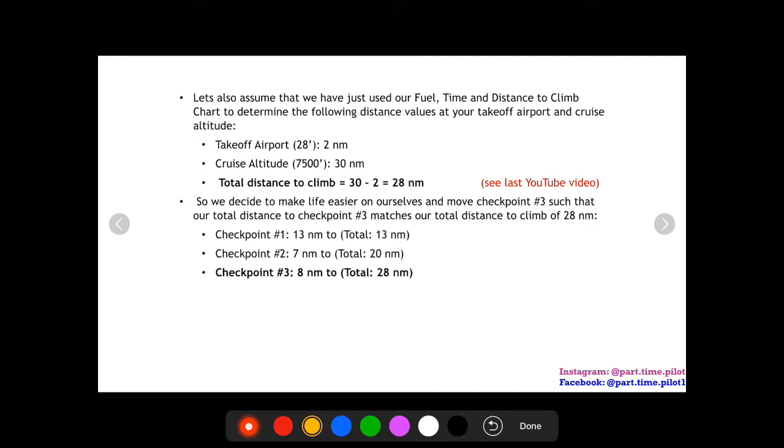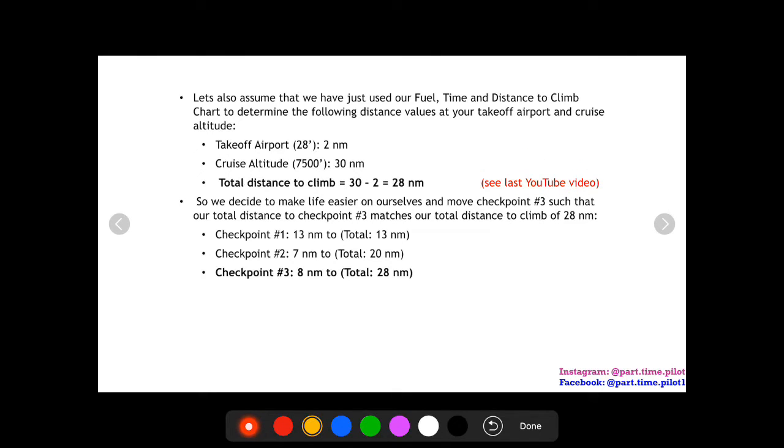Now we take the difference between the two. 30 minus 2 equals 28, and that's our total distance to climb. So we know it'll take us 28 nautical miles to climb from our takeoff airport to our cruise altitude. Again, this is what I covered in our last YouTube video, so if you have any questions, please check that out.